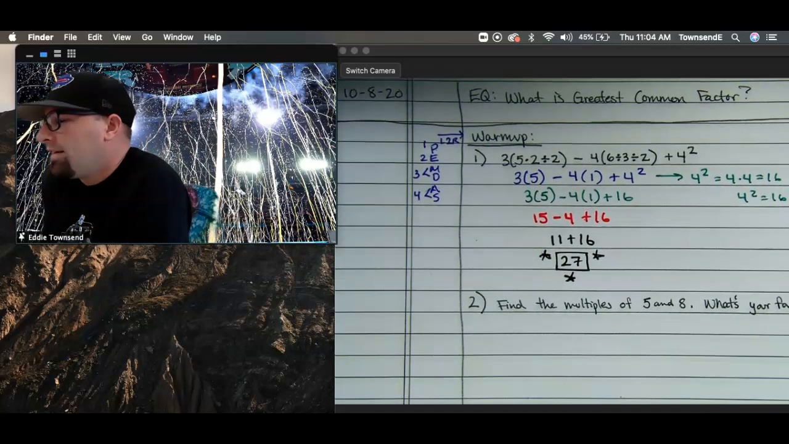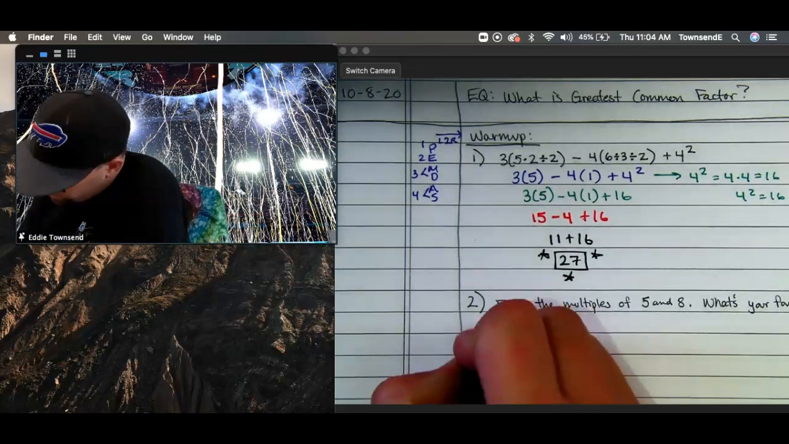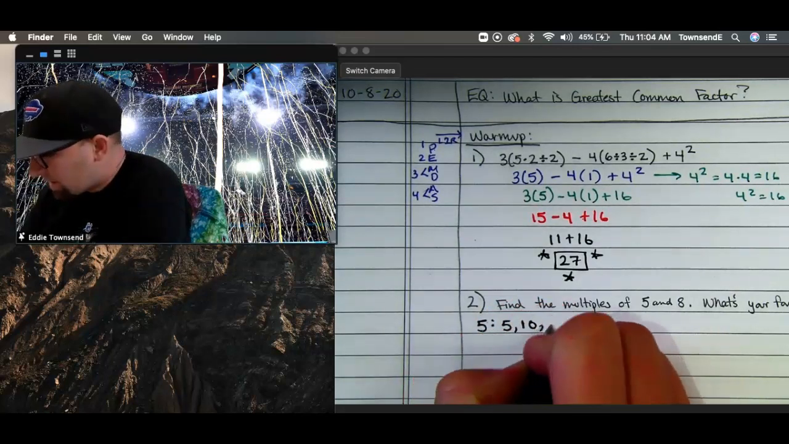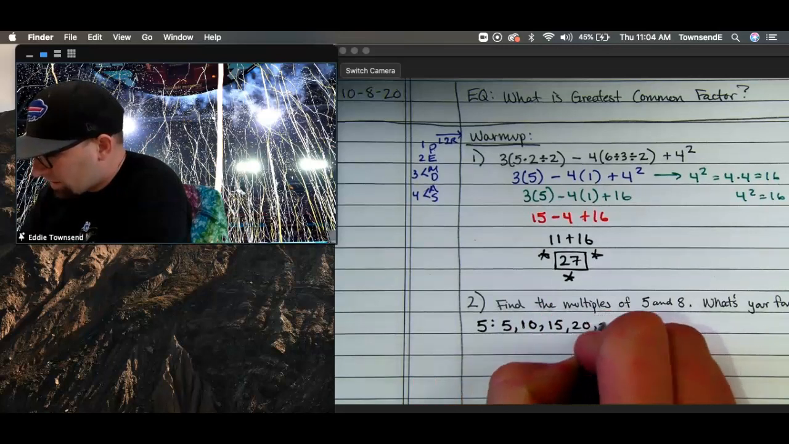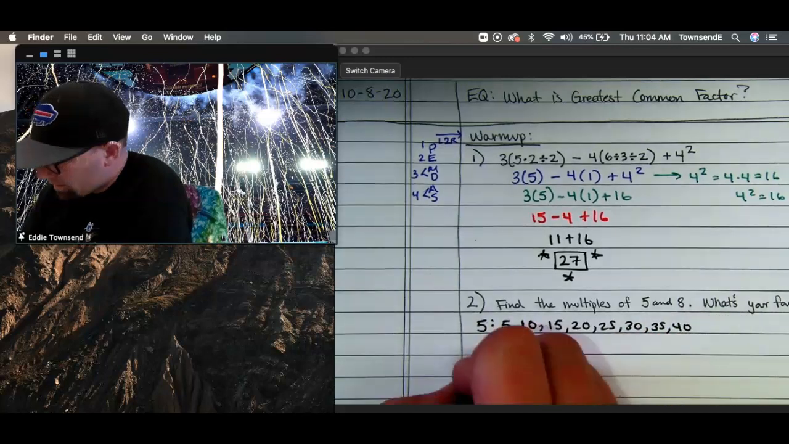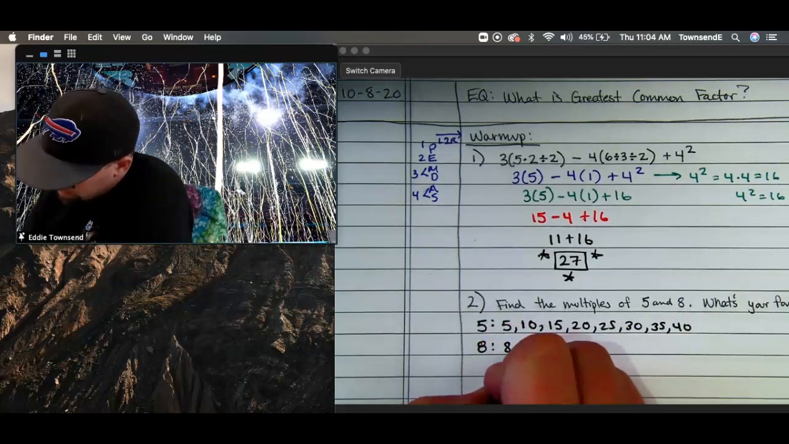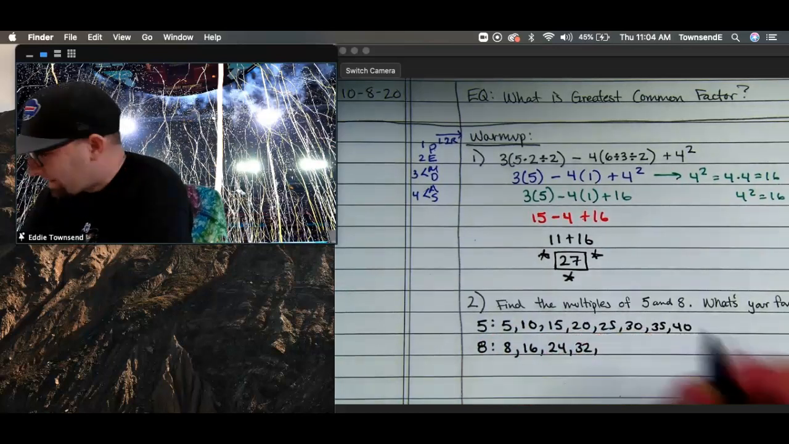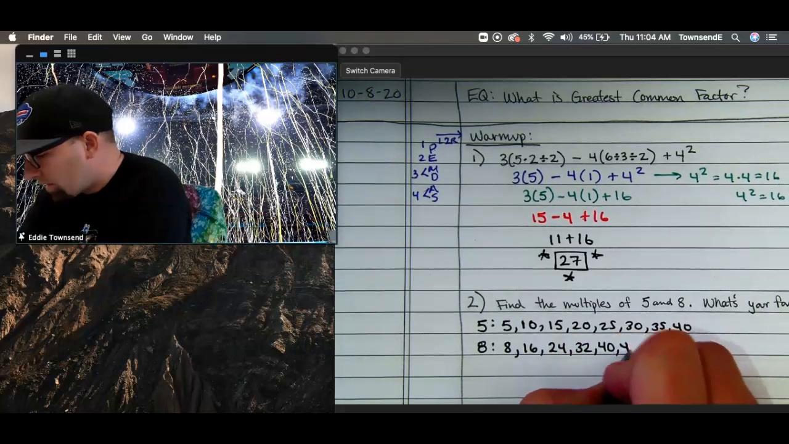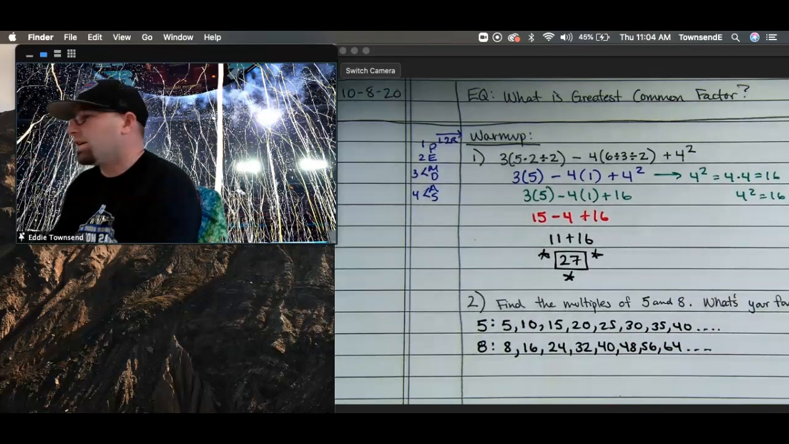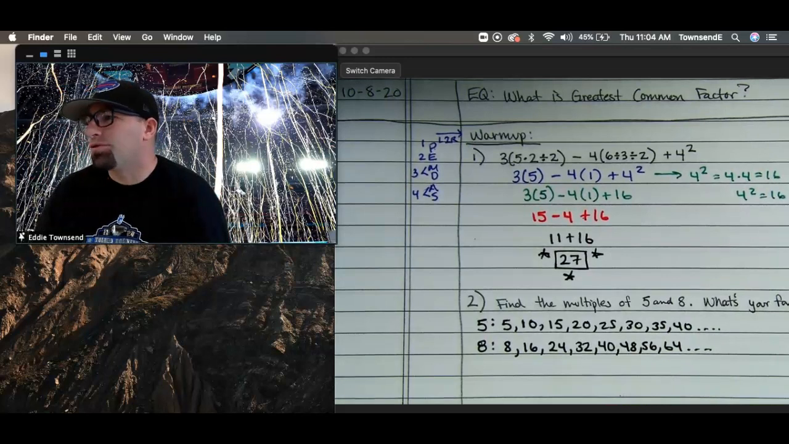We've got 5. Find the multiples of 5 and 8. Okay, so 5. 5 times 1 is 5. 5 times 2 is 10. 15, 20, 25, 30, 35, 40. Of 8. 8 times 1 is 8. 8 times 2 is 16. 24, 32. 8 times 5 is 40. 48, 56, 64. And that it can just keep going, right? So that's how you find multiples.